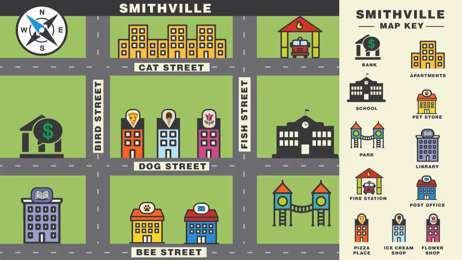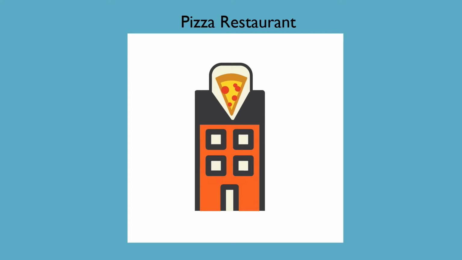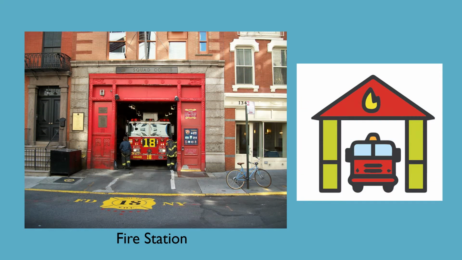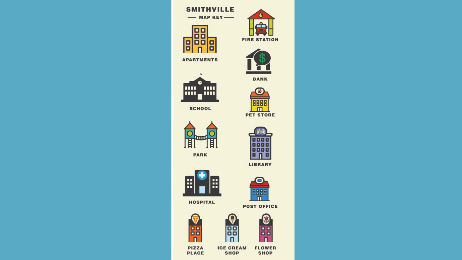Maps have symbols that are meant to represent real things. Map makers use these symbols to help us read maps. For example, this symbol may represent a pizza restaurant on a map. This fire station could look like this symbol on a map. Map makers use symbols because adding too much detail could be too confusing. Maps have keys or legends to tell what the different symbols mean.